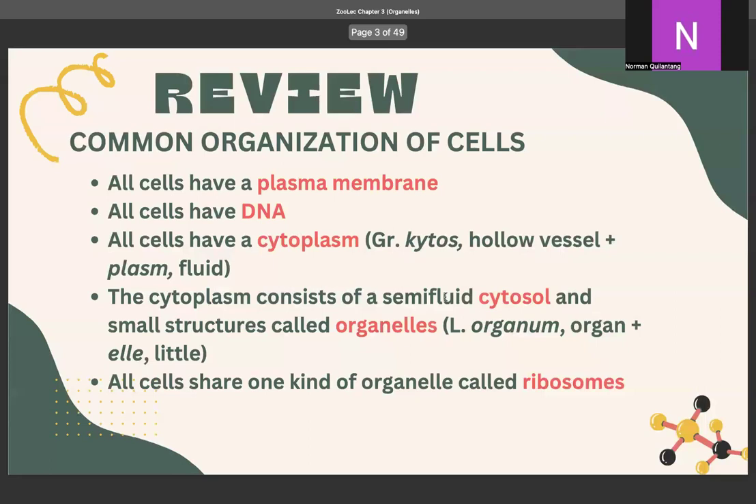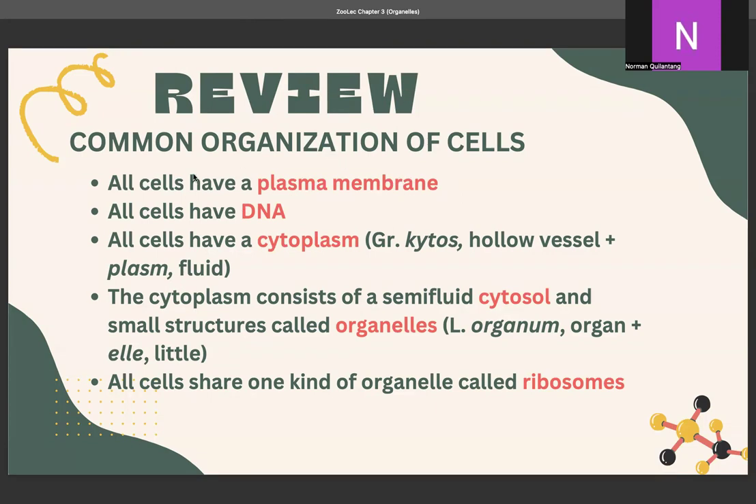For the content of this presentation, we will be looking into the structure of animal cells. Before that, let's define some important information regarding animal cells or cells in general. All cells have a plasma membrane, also called a cell membrane. It separates your cells from the outside environment, or from its external environment.